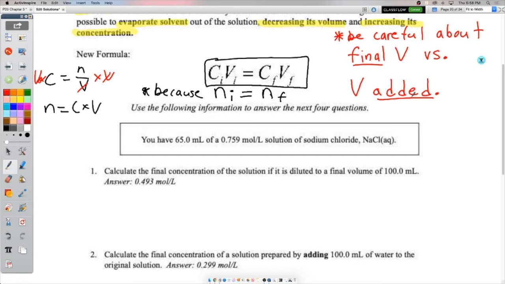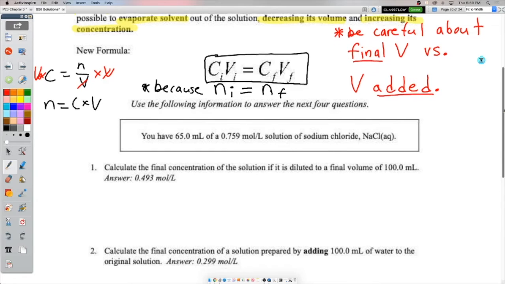To go from 90 to 100, 100 minus 90, where I ended up minus where I started, final minus initial, would be 10. 100 minus 90 is 10. So it's kind of the same question, but two very different answers. If I go from 90 milliliters to 100 milliliters, my final volume is 100 milliliters, but the volume I added was only 10 milliliters. So just be careful, read carefully.